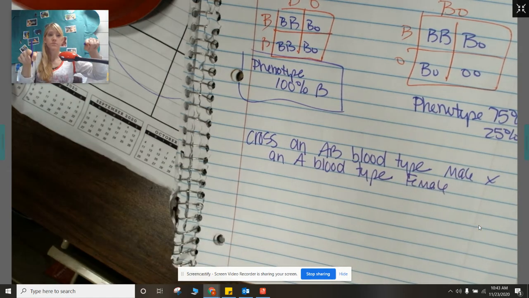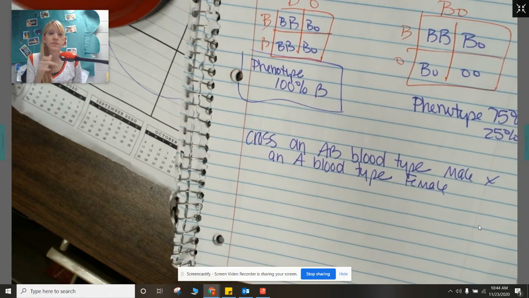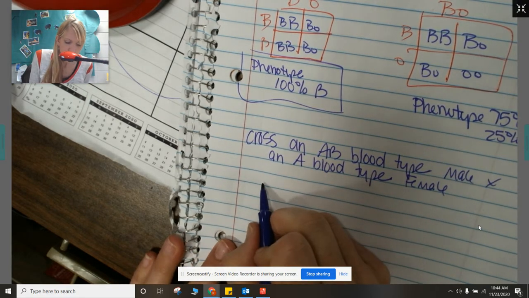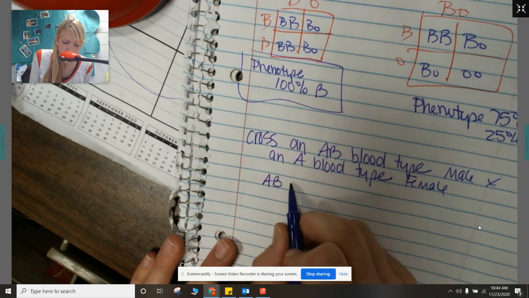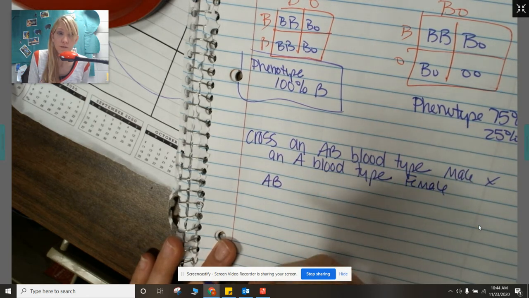All right, hit pause. Did you hit pause? I like to do that. Okay, and then I'm going to fill it out. So we have AB. What is the genotype of AB? It's AB. Go hit pause and see if you can do this on your own.